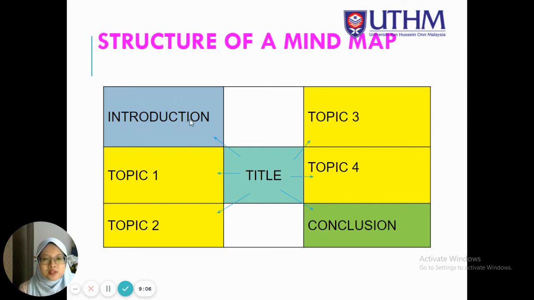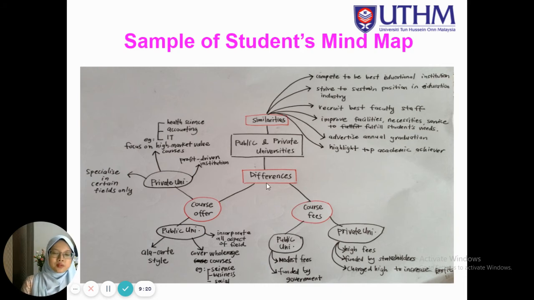So introduction here, and conclusion, normally the ending part, goes down at the right side. In between you have topic 1, topic 2, 3, and 4. So this is how it looks when we write it. Maybe, for example, the topic is about public and private university, and the focuses are about similarities and differences.